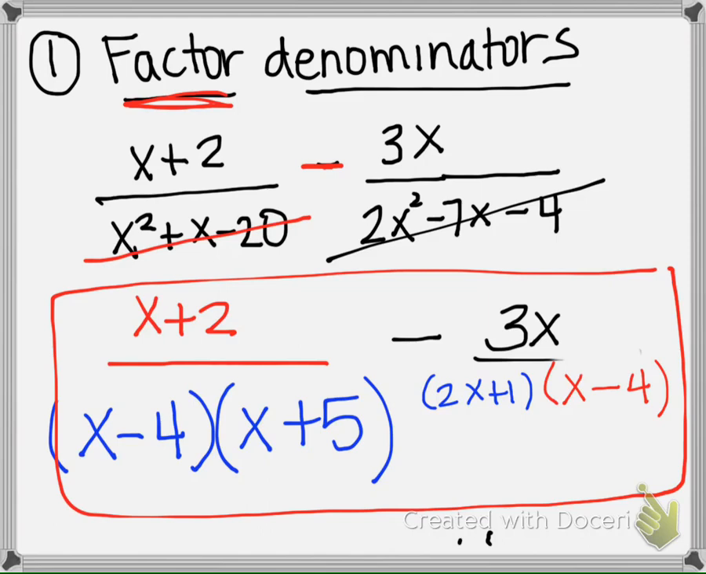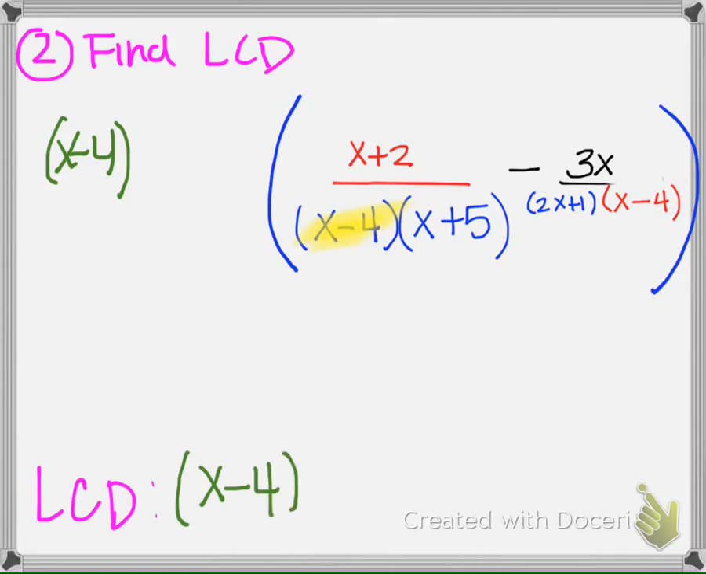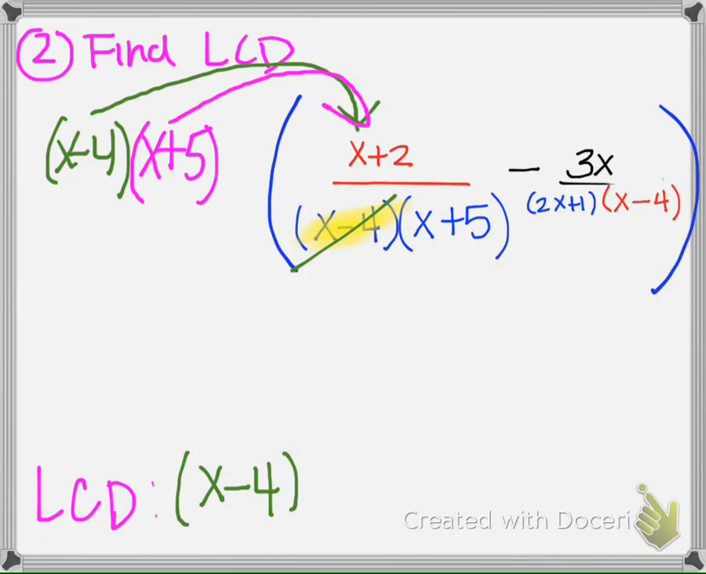So now it's time to find the least common denominator. To do that, first of all, I'm going to take the first fraction, and I see an x minus 4. So I know I need x minus 4 as part of my least common denominator, and when I distribute it here, that's going to make that cancel with this one. I also need an x plus 5, so that when I distribute it here, those will cancel out.